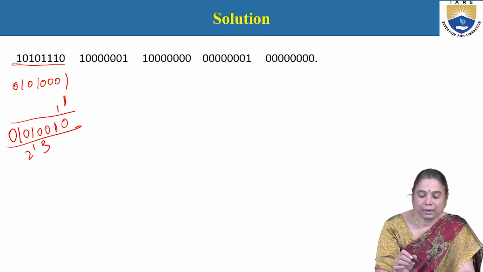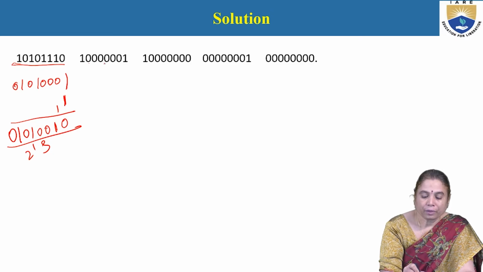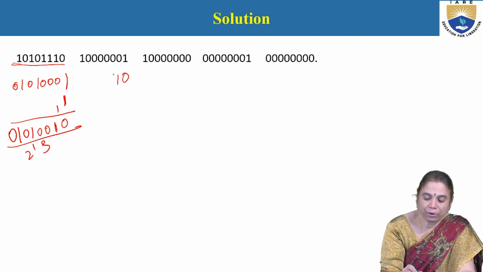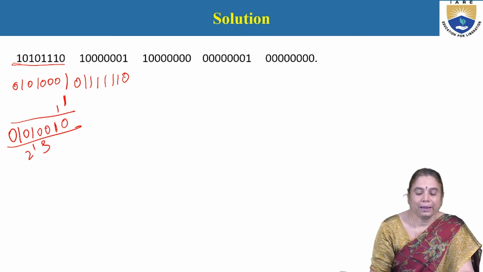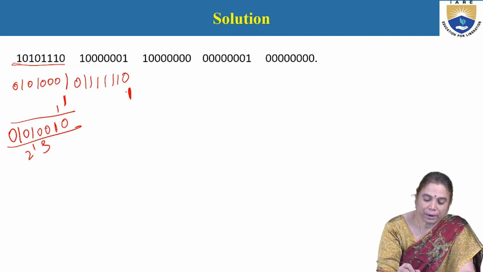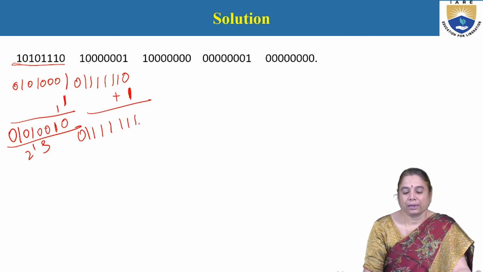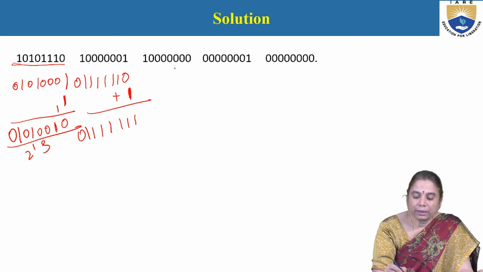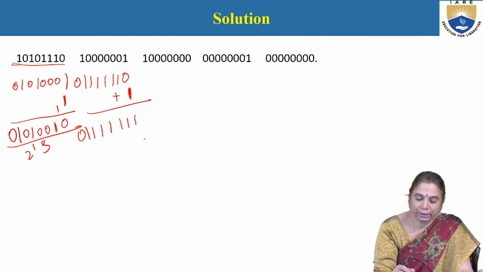And in a similar way, the second number is this. In order to get the 1's complement, interchange 0 as 1 and 1 as 0. This is the 1's complement. And for this 1's complement, if you add a 1, then you can get the 2's complement. So this is the 2's complement of the second number. In a similar way, for all these numbers, the 1's complement as well as the 2's complement can be found.